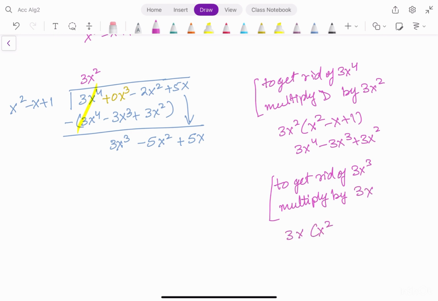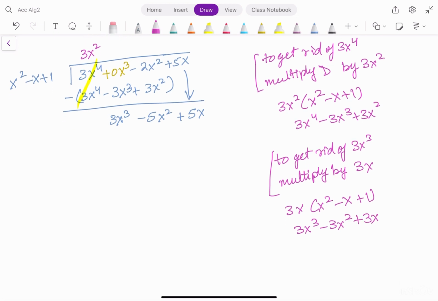That will give you 3x times x^2 minus x plus 1, which is 3x^3 minus 3x^2 plus 3x. So we will rewrite this entire expression and subtract it. I prefer to write the expression in parentheses and put the subtraction sign outside so that I know I need to distribute the subtraction sign. This will cross off the 3x^3, and whatever is left over, be careful with the subtraction because the minus sign will be distributed, right? So this will give you 2x^2 plus 2x.